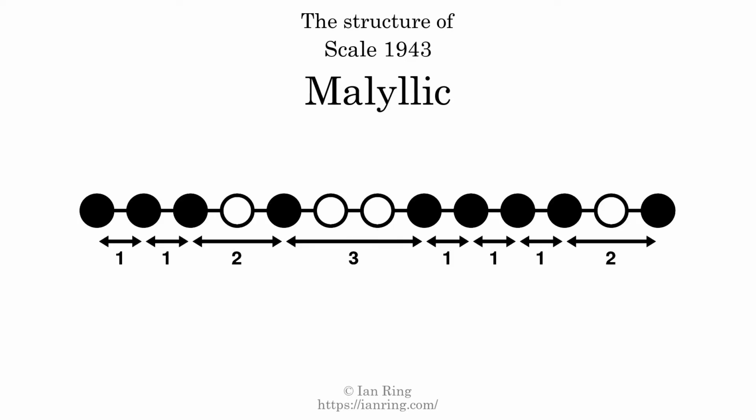The structure of a scale is a description of the interval distance between each successive tone. This scale has a structure of 1 1 2 3 1 1 1 2.